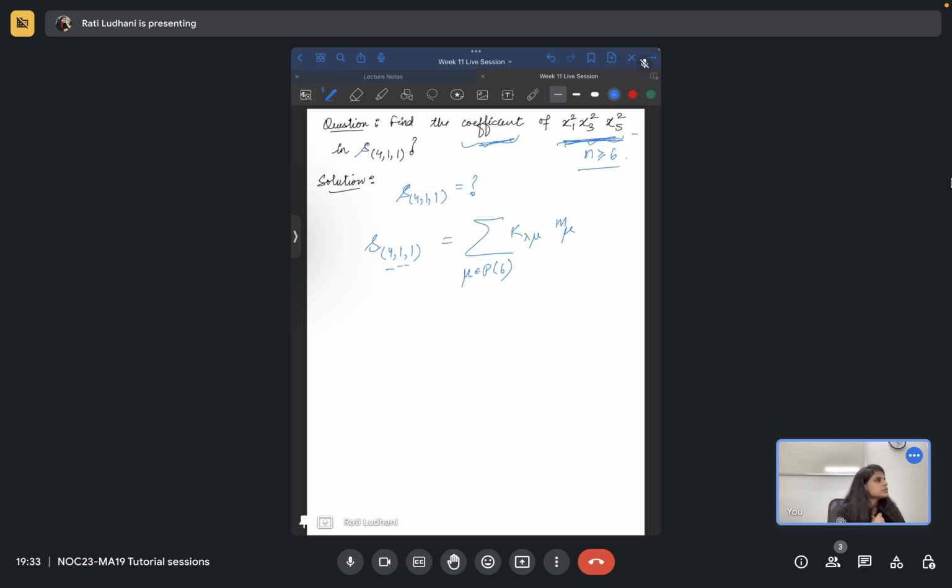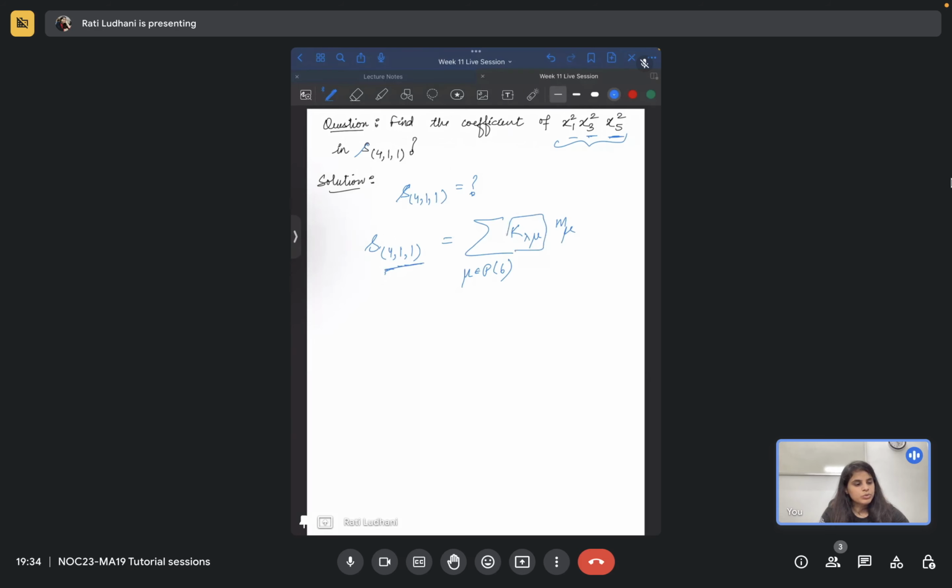Oh wait, no, it's fine. Doesn't matter, right? Because the partition, for example, if n is 5, then you will have all the permutations of these numbers from 1 to 5 only, so there is no issue. Here we don't care about n. So what we need is the coefficient here.